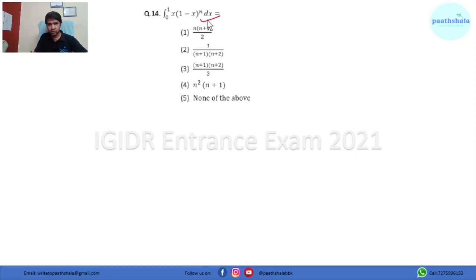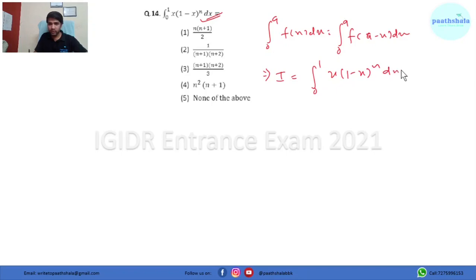So this is a definite integral. So we can use a definite integral property, that is integral 0 to a f(x) dx is equal to integral 0 to a f(a minus x) dx. Okay, so if I use this property, let's say our integral is I equals integral 0 to 1 x (1 minus x) to the power n dx.